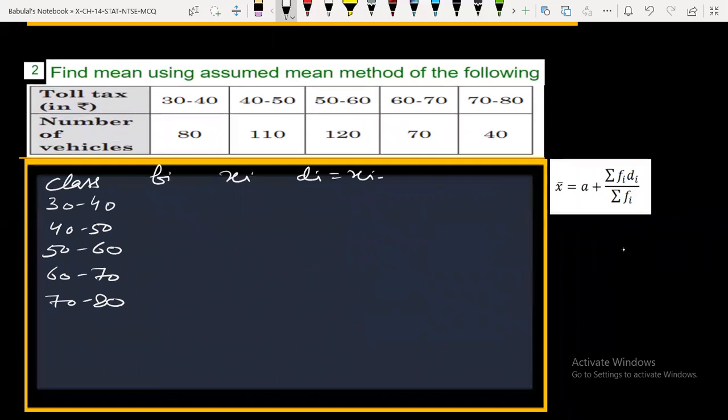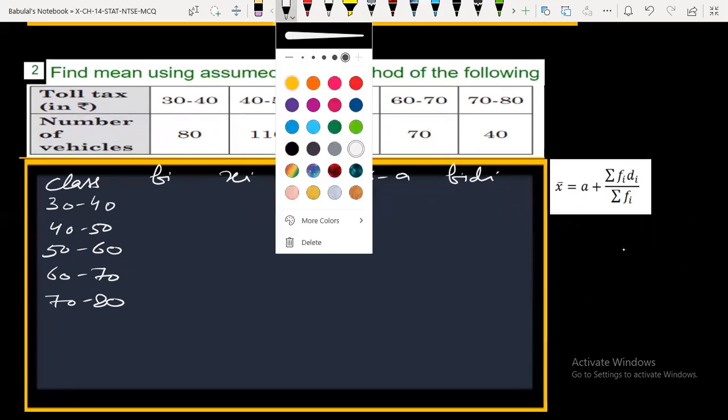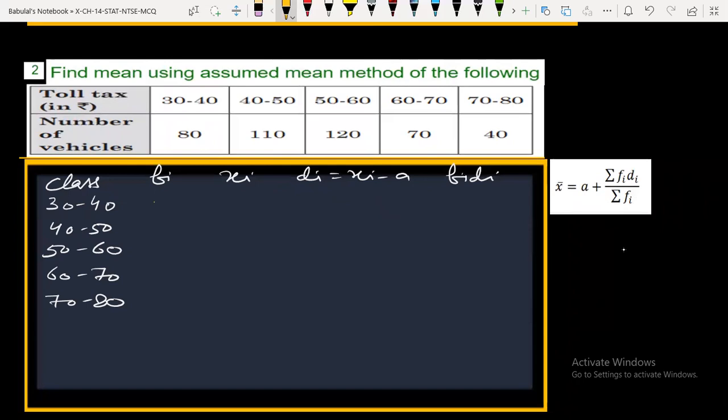di that is xi minus a, then fi into di. Frequency is already given, that is 80, 110, 120, 70, 40.